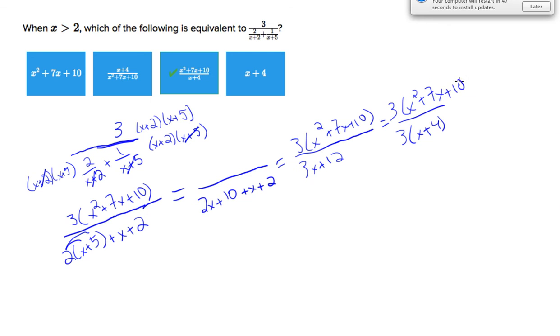On the top, we've got this expression. Those 3's go away, and that's where this final answer comes from.